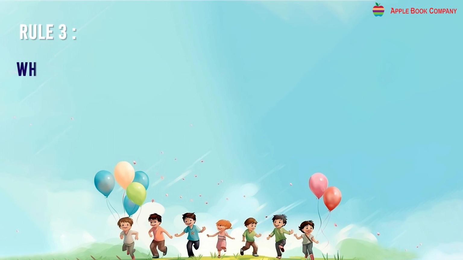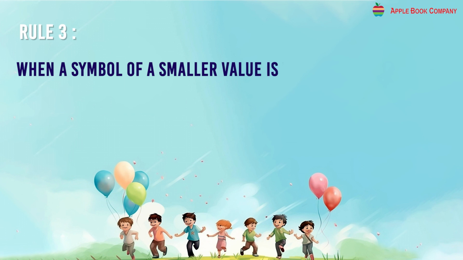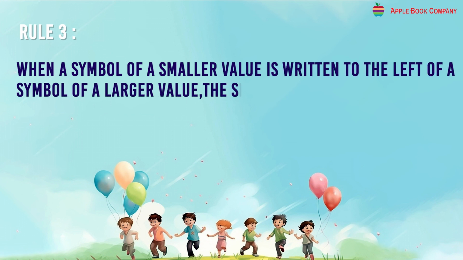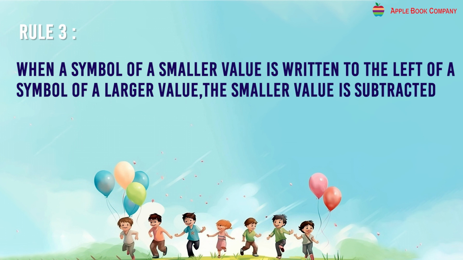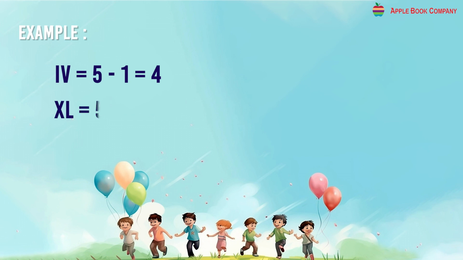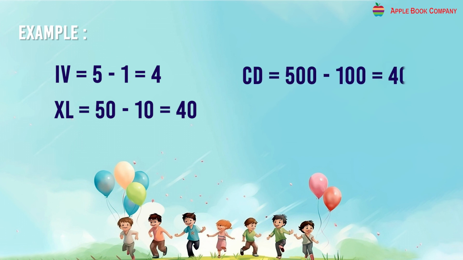Rule 3. When a symbol of a smaller value is written to the left of a symbol of a larger value, the smaller value is subtracted from the larger value. Let's see an example. IV. 5 minus 1 is 4. Next is XL. 50 minus 10 is 40. Next is CD. 500 minus 100 is 400.